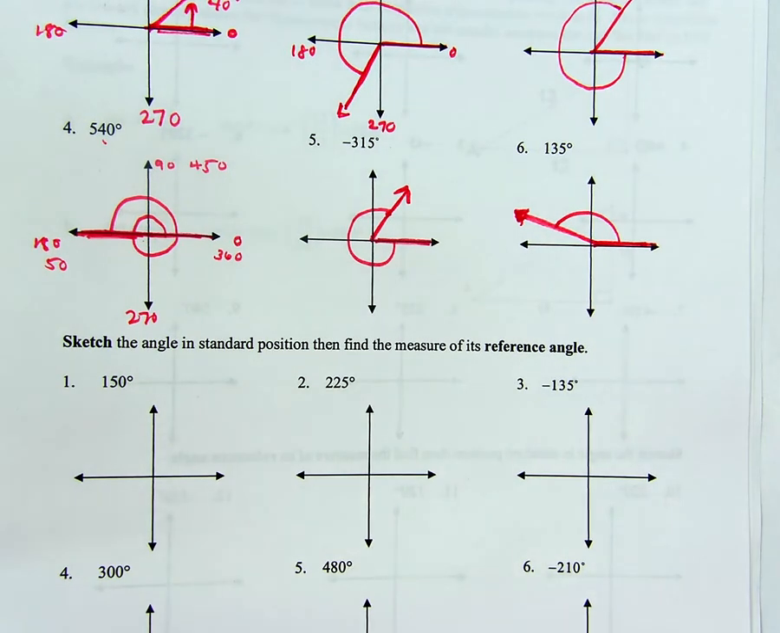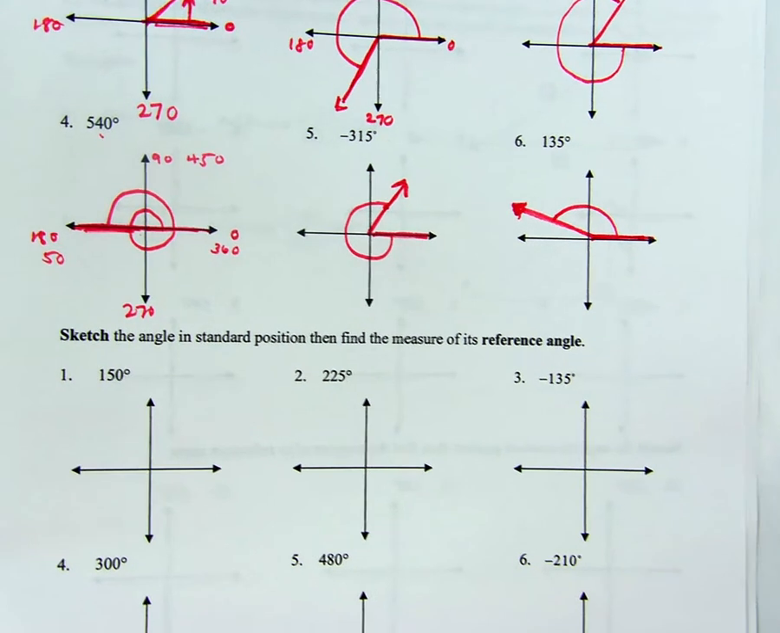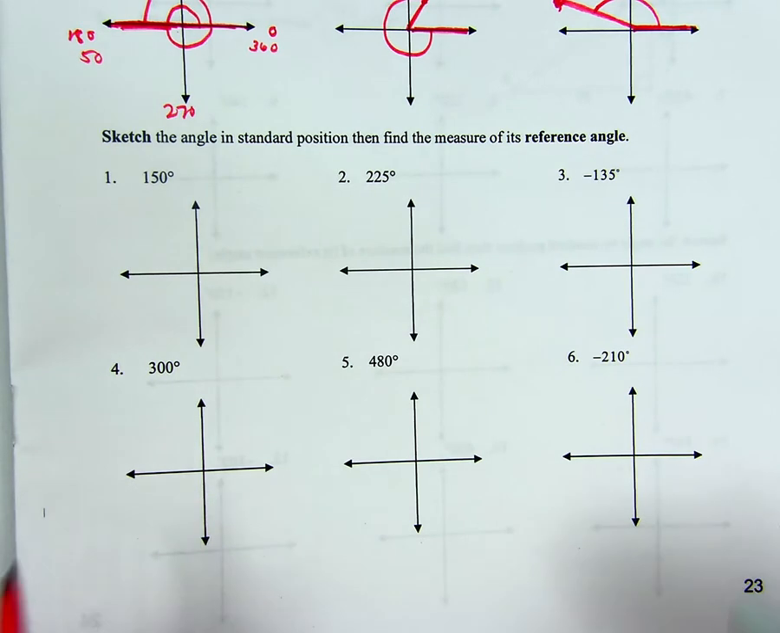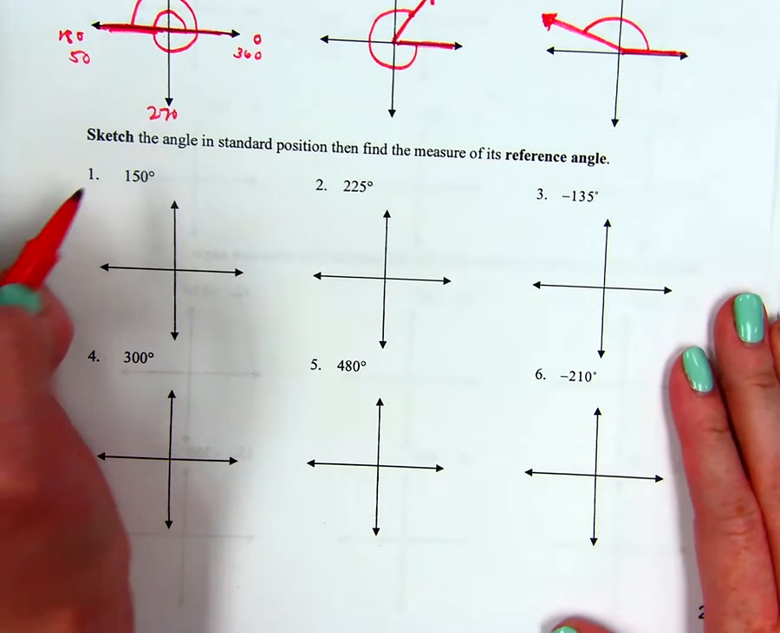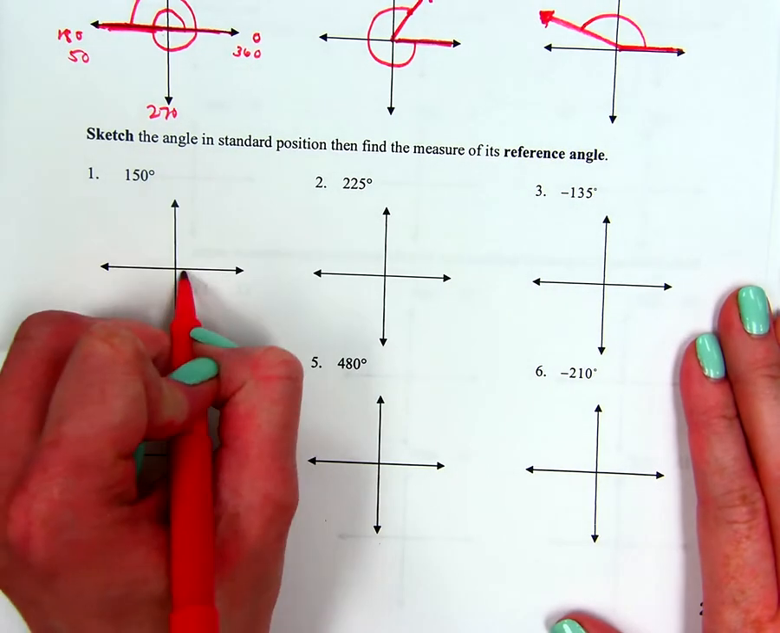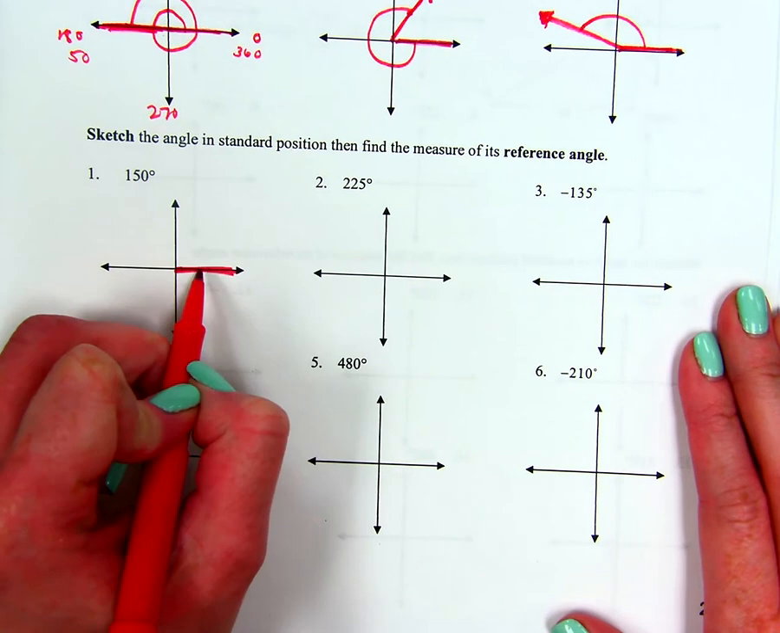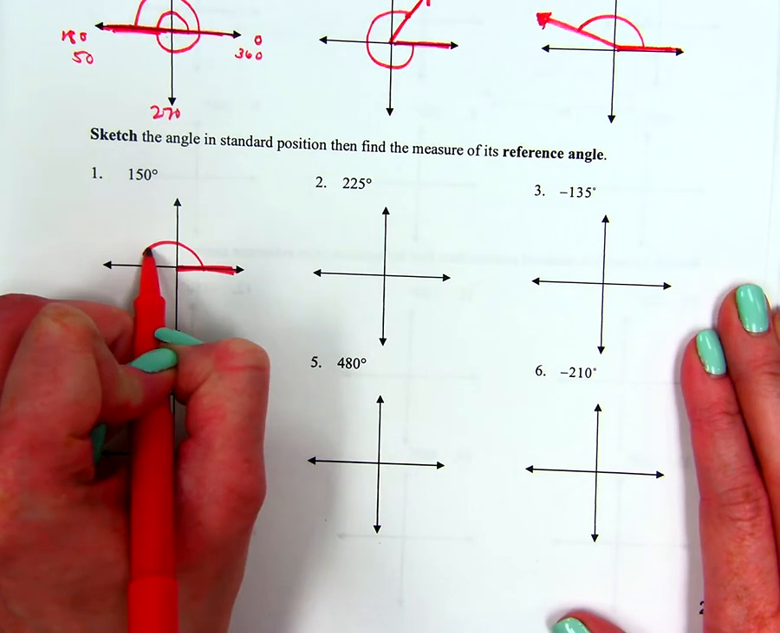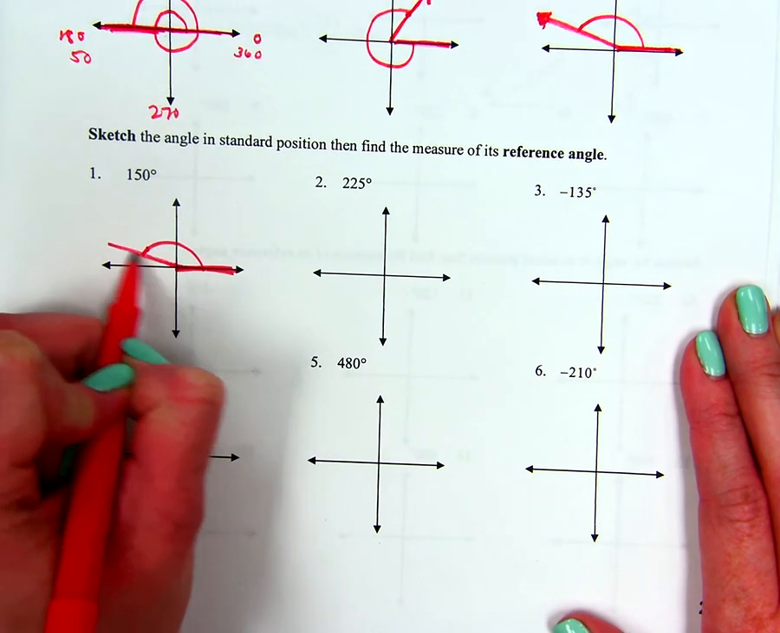Now for the last 6, it says to sketch the angle in standard position and then find the measure of its reference angle. So we'll sketch in, we'll start number 1, and then we'll continue on with the new steps. So we'll start here, and we're going to go around, 90, 180, so we know we're going to stop right about here, and I'm going to draw in my reference angle.